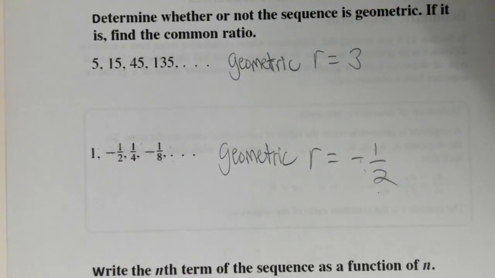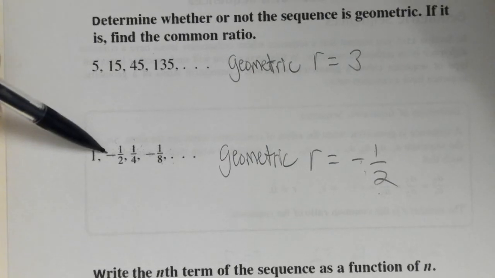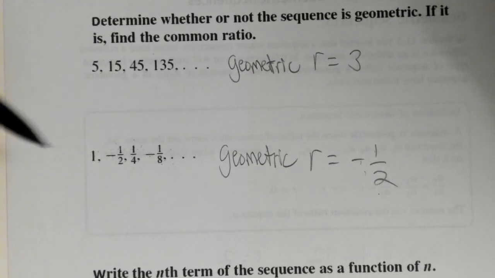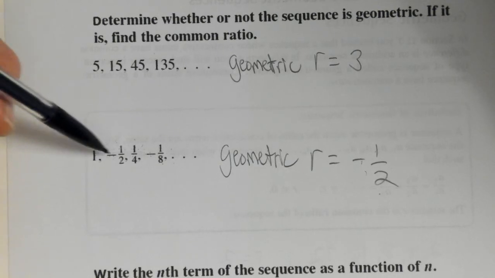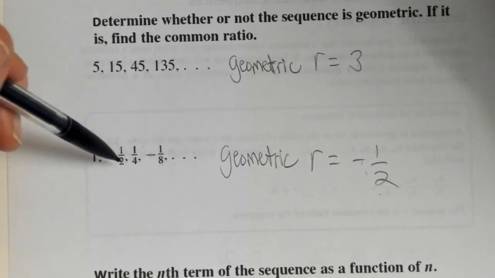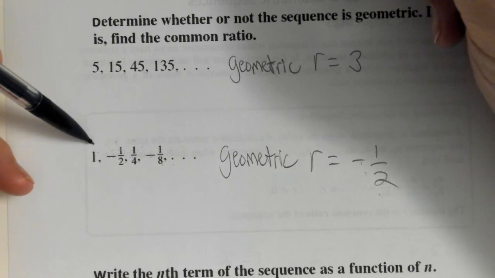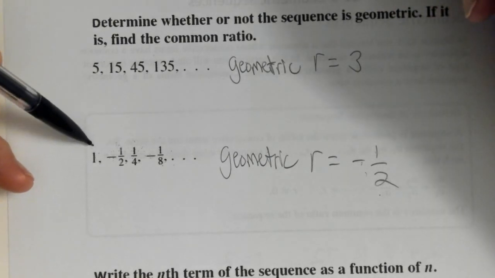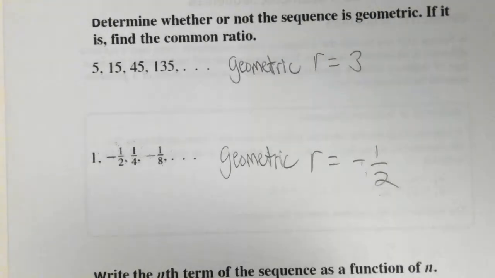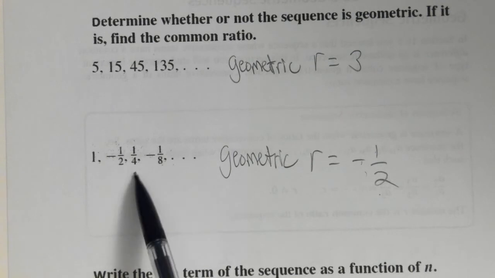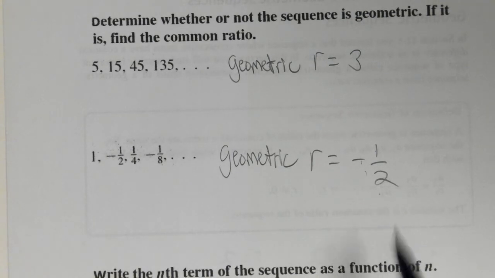All right. So like I say, if it gets too complicated, which maybe it will once you get on to the quiz, you may have some that you just can't tell by looking at it what the ratio is. If that's the case, then divide out the consecutive terms, and make sure you get the same common ratio every time you divide. That'll let you know that it is indeed geometric, and then the quotient of that division is the common ratio.